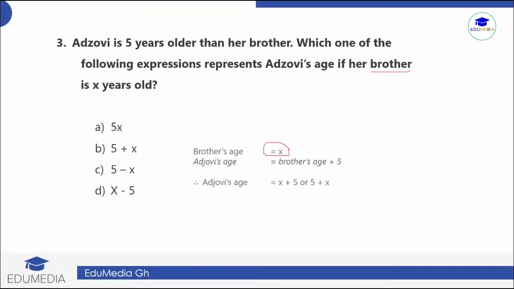Ajovi's brother's age is X. So Ajovi's age itself should be the brother's age plus 5, because Ajovi is older than the brother, with 5 years difference. So Ajovi's age now becomes X, the brother's age, plus 5, which can also be written as 5 plus X. So our answer there is 5 plus X.